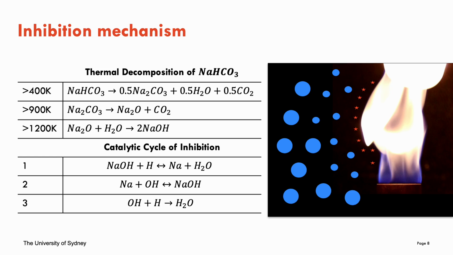So the general process follows this. At around 400 Kelvin, sodium bicarbonate decomposes into your sodium carbonates. At higher temperatures, 900 Kelvin, your sodium carbonates thermally decompose into sodium oxide. And then at really high temperatures, so near the reaction zone, your sodium oxide decomposes into sodium hydroxide. And sodium hydroxide is the catalyst that recombines these intermediary combustion radicals into a stable molecule.